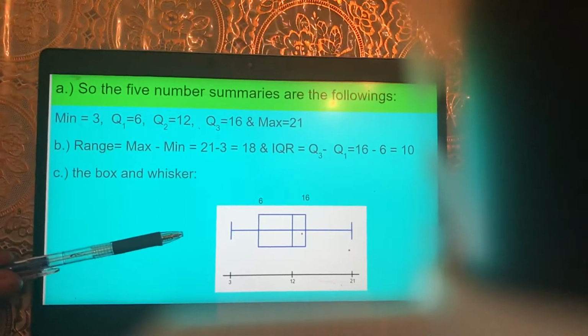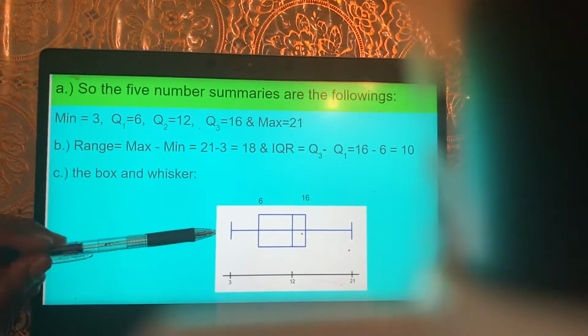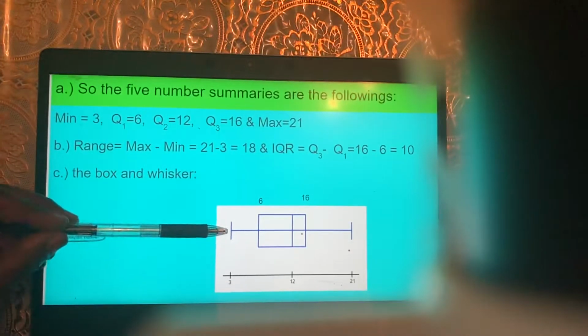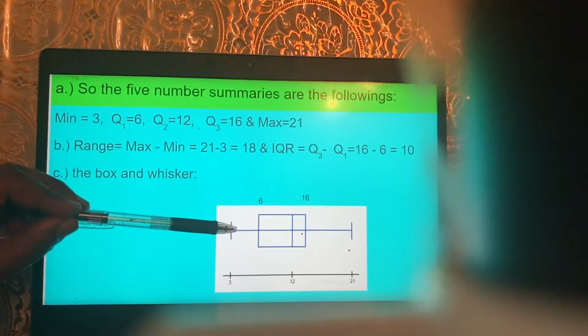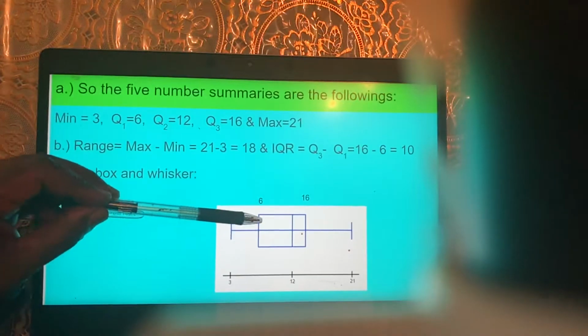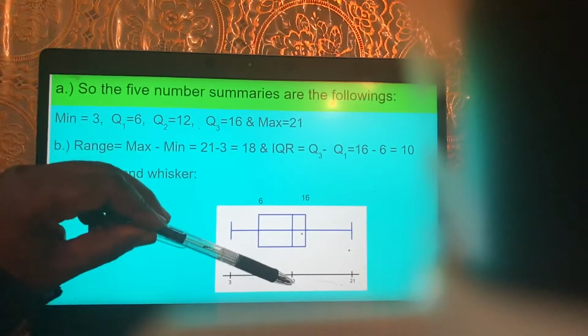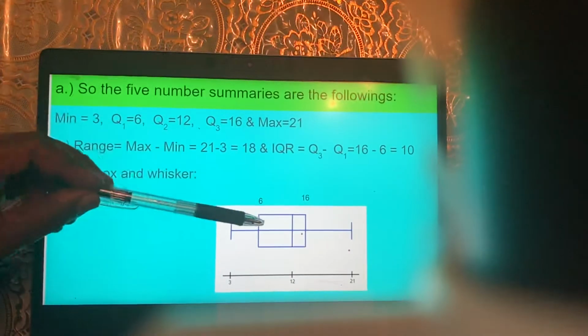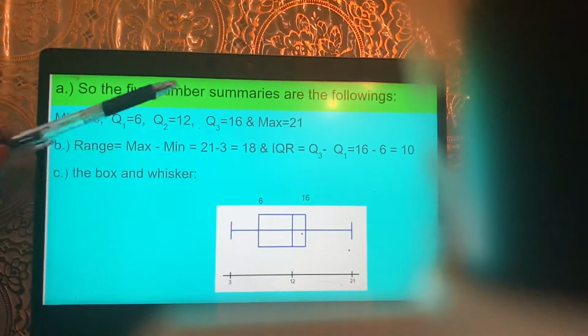The box and whisker plot would be this one. As you see it, 3 corresponds to the minimum, the left end of the box. Here, this is 6. The median is 12. And this is 16. Yeah, we can put this 6 actually here, then the 16 there, then the 21 up there.